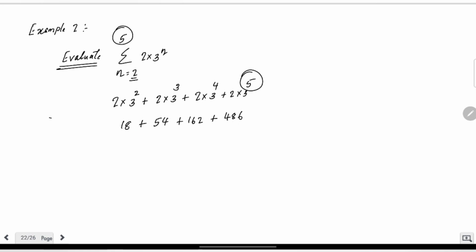Now just add, because what I have done is the expansion. Now what is the answer? 18 plus 54 plus 162 plus 486. You can use the calculator. The answer is 720. We are done. Is it clear now? Okay, let's go to the next example.